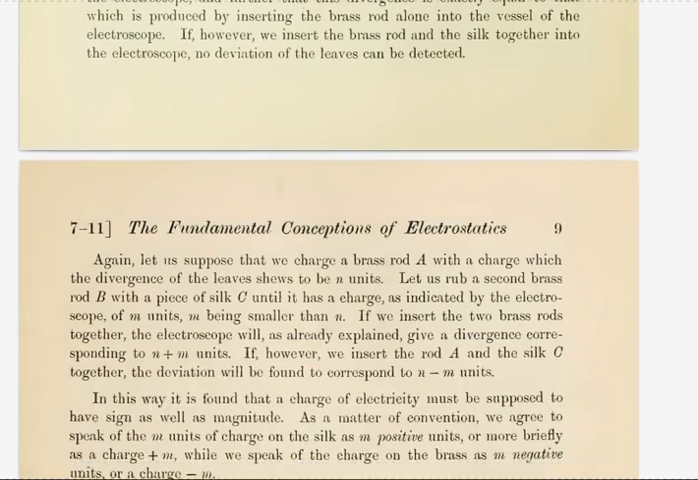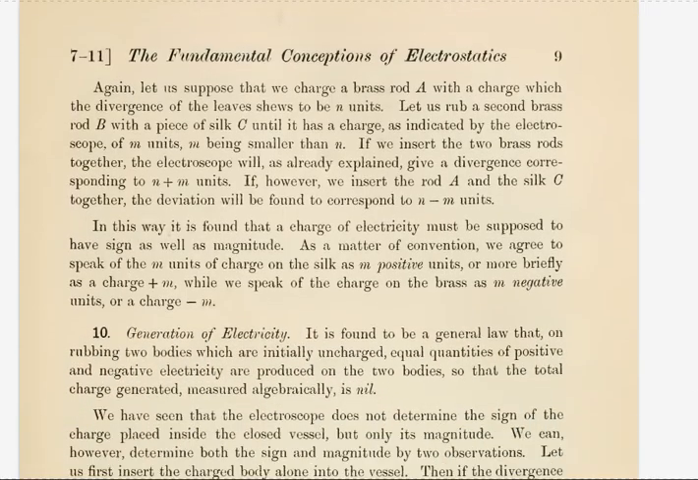be detected. Again, let us suppose that we charge a brass rod A with a charge which the divergence of the leaves shows to be n units. Let us rub a second brass rod B with a piece of silk C until it has a charge, as indicated by the electroscope, of m units, m being smaller than n. If we insert the two brass rods together, the electroscope will, as already explained, give a divergence corresponding to n plus m units. If, however, we insert the rod A and the silk C together, the deviation will be found to correspond to n minus m units.